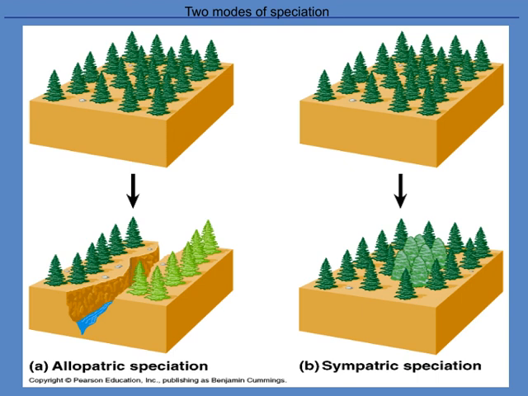The second mode is sympatric speciation, where new species arise within the same geographic area. This can happen through mechanisms like reproductive isolation caused by behavioral changes, ecological differences, or genetic mutations that lead to incompatibilities. Both modes are crucial because they highlight different pathways evolution can take, shaping the incredible diversity of life we see today. Understanding these modes helps us grasp the complex processes driving speciation across various environments and contexts.